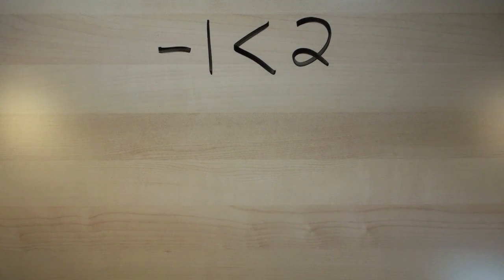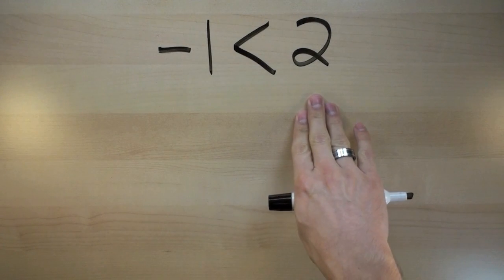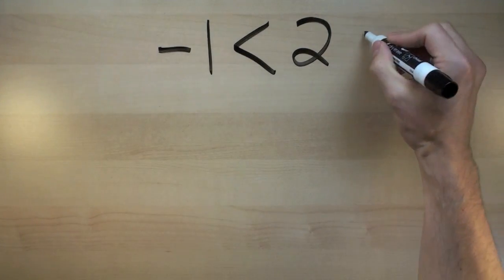When we multiply or divide both sides of an inequality by a negative number, we have to switch the direction of the inequality. To see why this is, let's examine a simple inequality. -1 is less than 2, which is true.